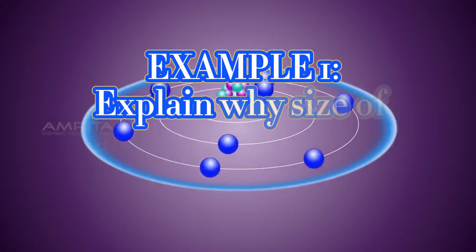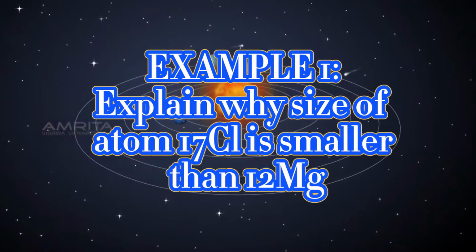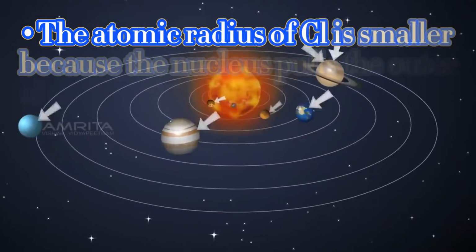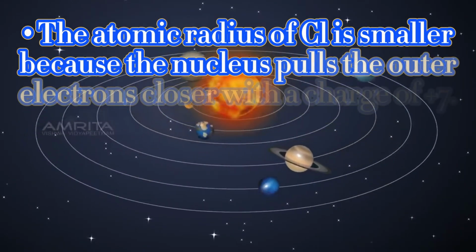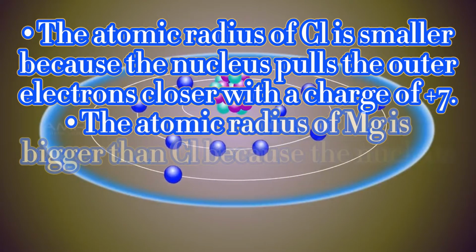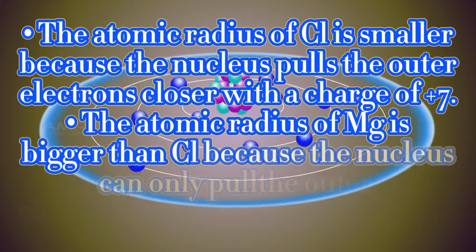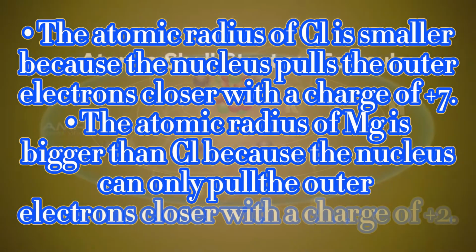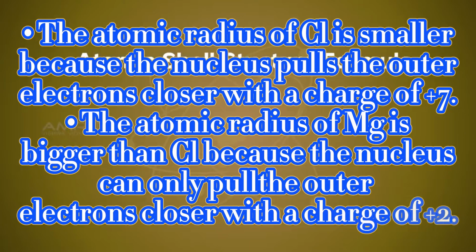Example 1. Explain why the size of atom 17 chlorine is smaller than 12 magnesium. The atomic radius of chlorine is smaller because the nucleus pulls the outer electron closer with a charge of positive 7. The atomic radius of magnesium is bigger than chlorine because the nucleus can only pull the outer electron closer with a charge of positive 2.